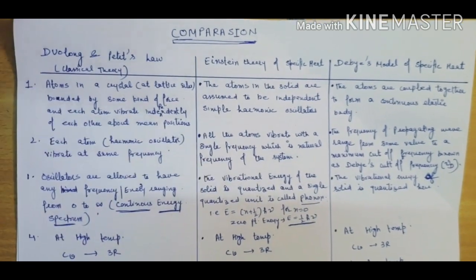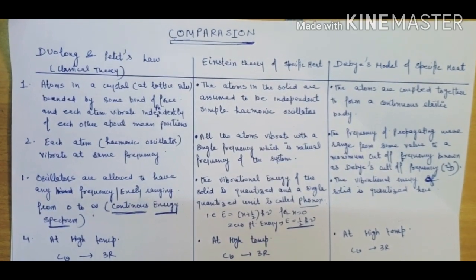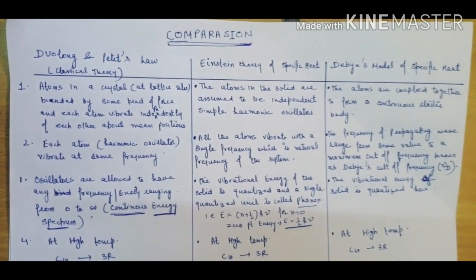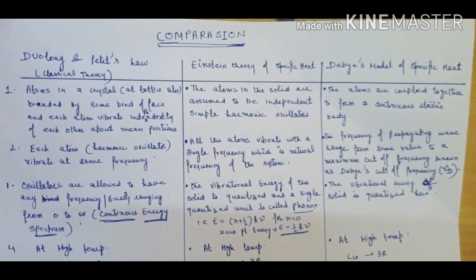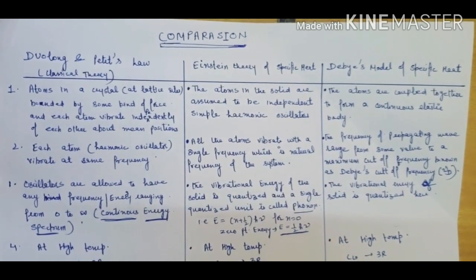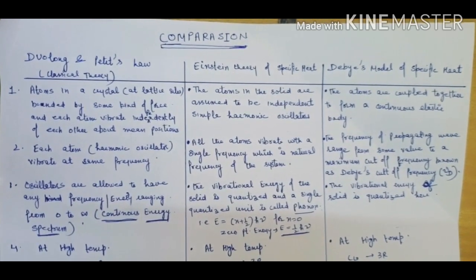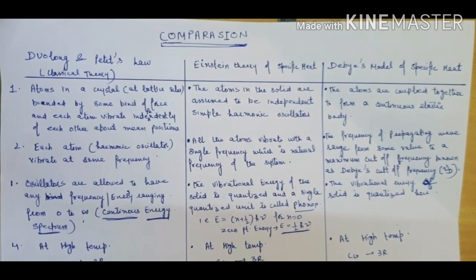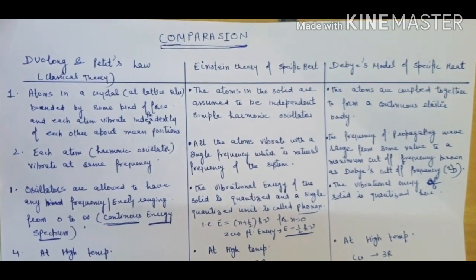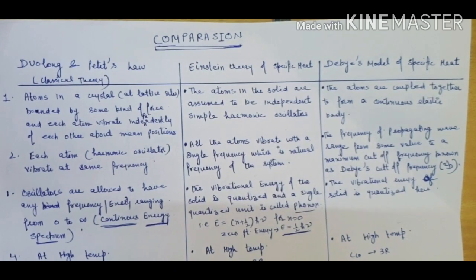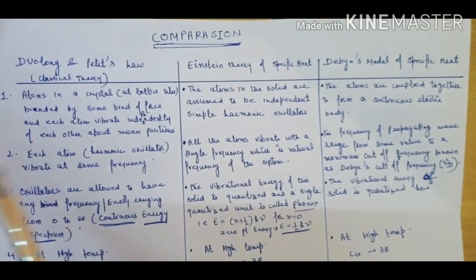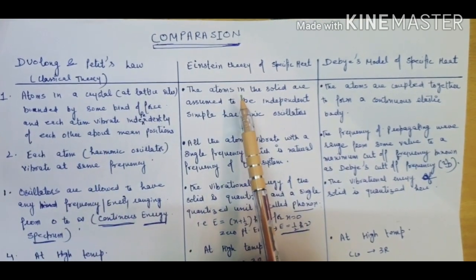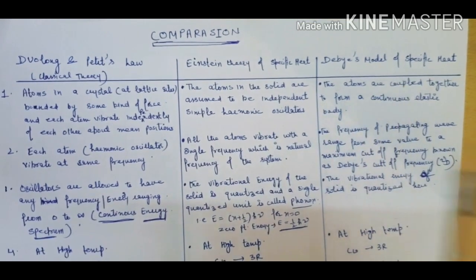In the previous lectures, we have studied three different models of specific heat: Dulong and Petit law, Einstein theory of specific heat, and Debye model of specific heat. Now, in this lecture, we will study the comparison between these three models. So, first is Dulong and Petit law, second is Einstein theory, and third is Debye model of specific heat.